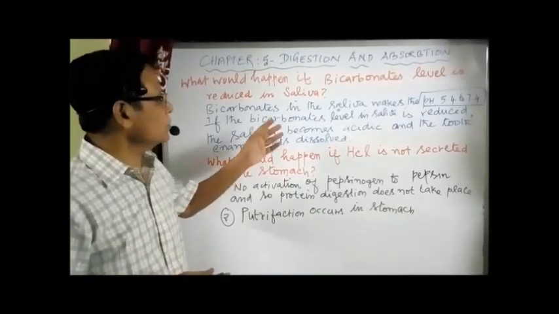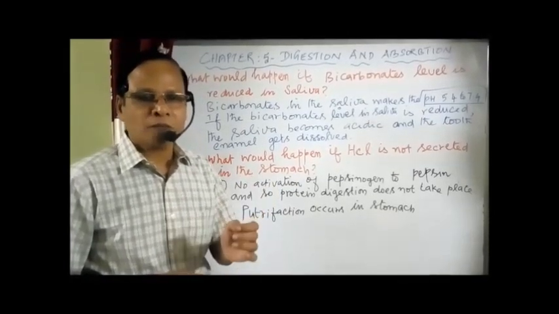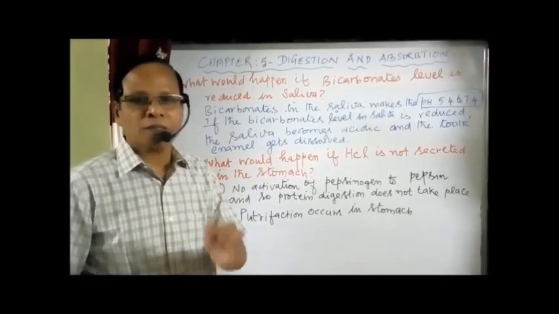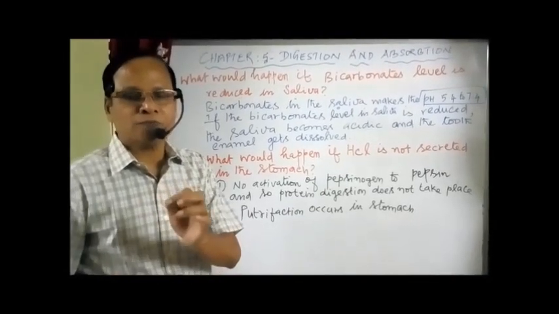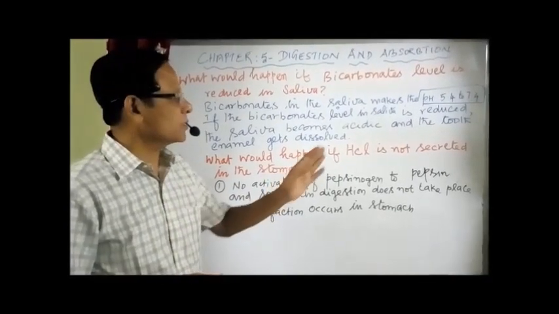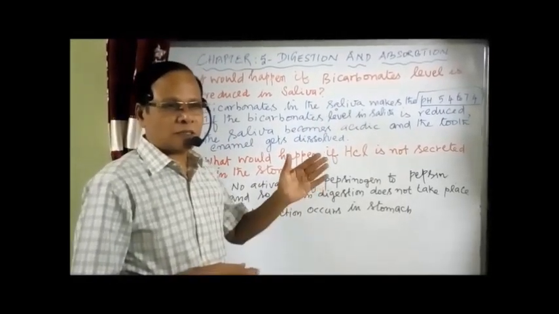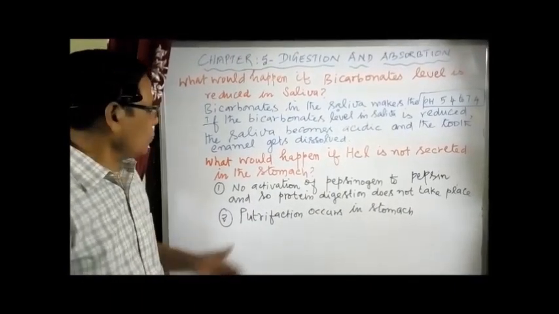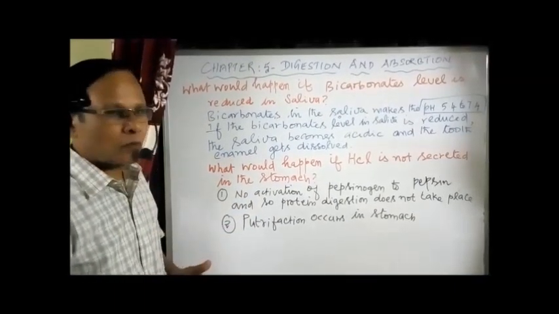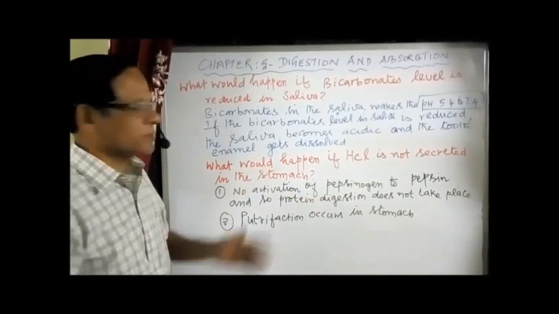So what would happen if the bicarbonate level in the saliva is reduced? The pH decreases, the saliva becomes acidic. What is the effect of acidic pH? It causes the enamel of the tooth to dissolve. This is the answer to the first question. And the next question I asked: what would happen if hydrochloric acid is not secreted in the stomach?